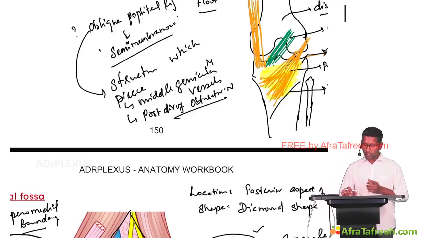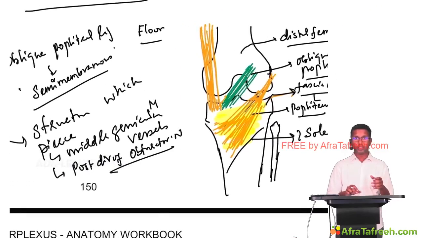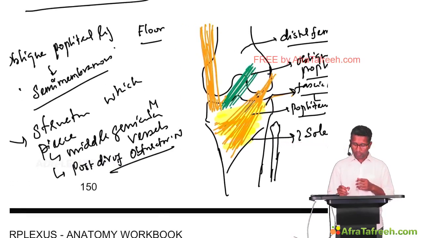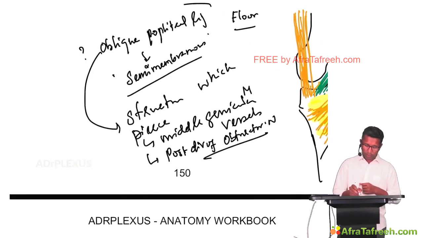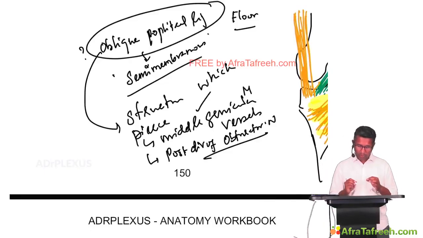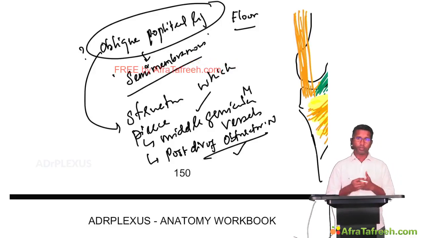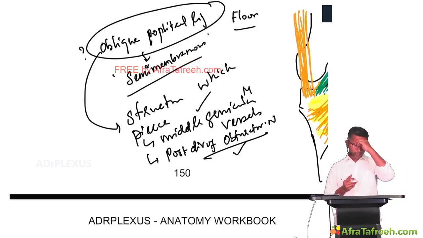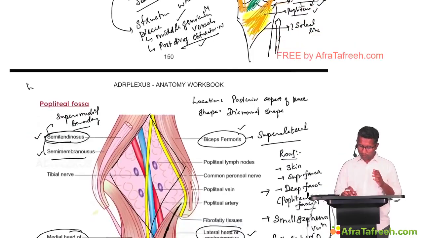So guys, please remember the floor of the popliteal fossa is important. It is formed by the distal femur, the oblique popliteal ligament, the popliteus, and the fascia covering the popliteus. The oblique popliteal ligament is a continuation of semimembranosus, and it is pierced by two important structures. One is the middle genicular vessels, which supply the ligaments within the knee joint, and next is the posterior division of the obturator nerve, which supplies sensation to the knee joint. So these are about the floor of the popliteal fossa. I hope you are clear with the boundaries of the popliteal fossa.